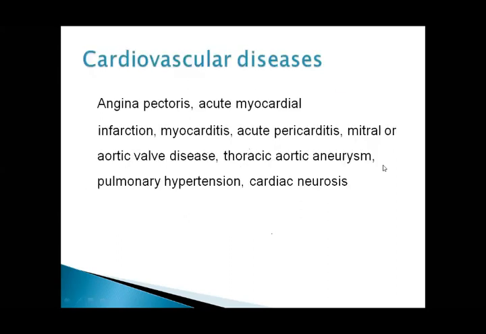Next, cardiovascular diseases: angina pectoris, acute myocardial infarction, myocarditis, acute pericarditis, mitral or aortic valve disease, thoracic aortic aneurysm, pulmonary hypertension, and cardiac neurosis. In medicine, we will talk about these diseases in detail one by one. These are the diseases that can cause chest pain, and these are the cardiovascular diseases.